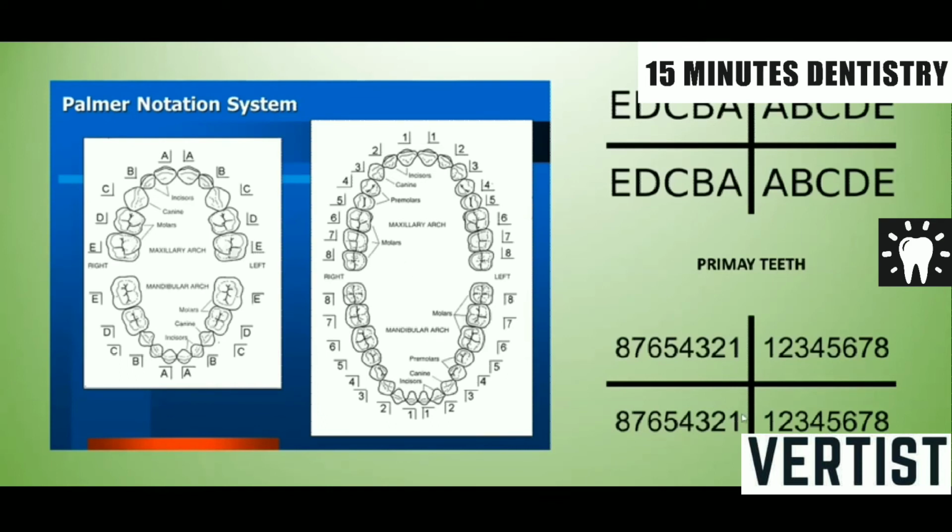Now this is for the primary teeth, and for the permanent teeth, again the mouth is divided into 4 quadrants: upper right, upper left, lower right, lower left, and the teeth are numbered 1 to 8 in each quadrant, starting from the midline going backwards. Here you can see, for example, the upper right first premolar is indicated like this, and the lower left second molar is indicated like this. The vertical line indicates the mid-sagittal plane, and the horizontal indicates the occlusal plane. So this is about the Palmer notation.